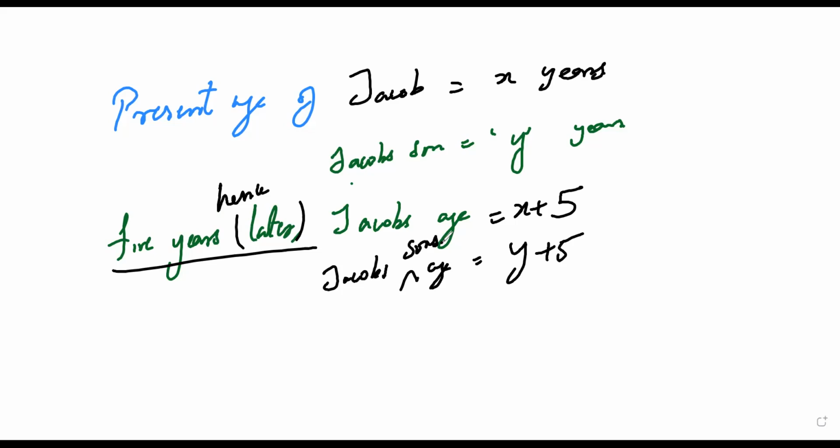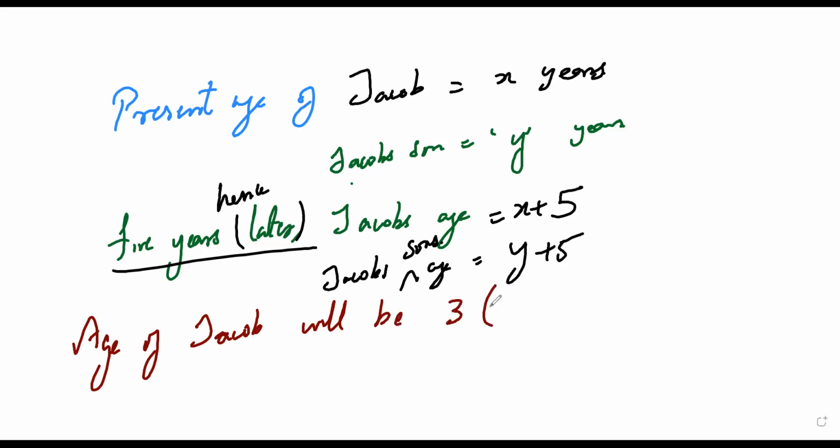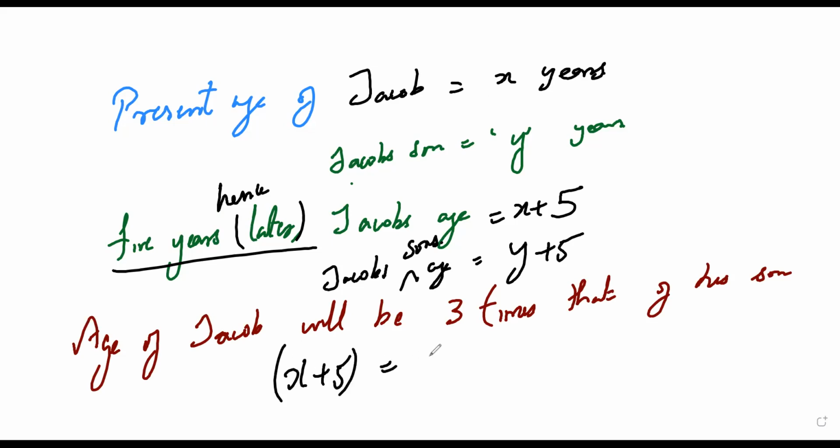And what will happen? The age of Jacob will be 3 times that of his son. So after 5 years, there is X plus 5. X plus 5 is equal to 3 into Y plus 5. So if I write it down here, X plus 5 is equal to 3 into (Y plus 5). Correct?